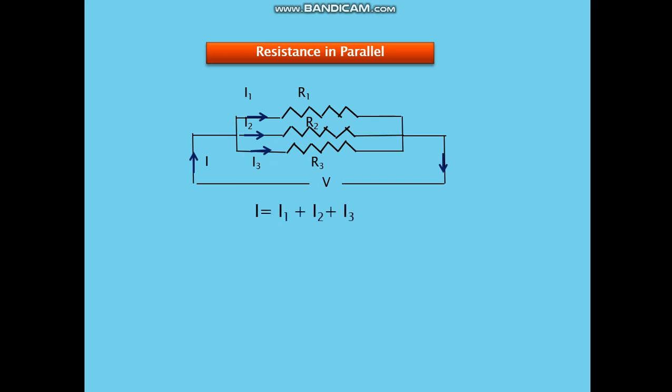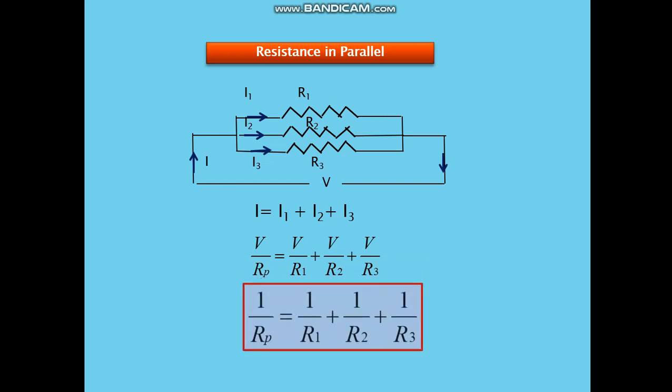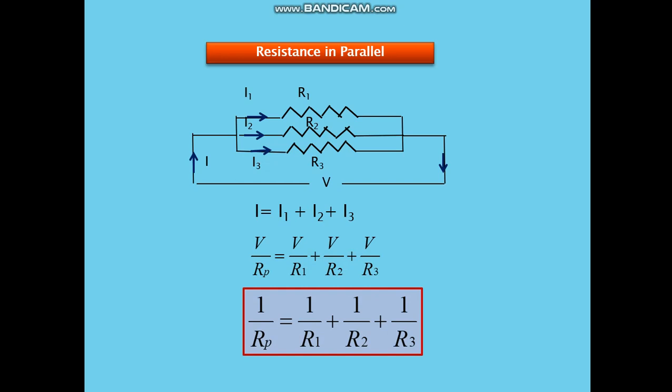I is equal to I1 plus I2 plus I3. But we know that I1 is nothing but V upon R1, I2 is V upon R2, and I3 is V upon R3. And I is equal to V upon Rp, the effective or the equivalent resistance. So we have 1 upon Rp is equal to 1 upon R1 plus 1 upon R2 plus 1 upon R3.